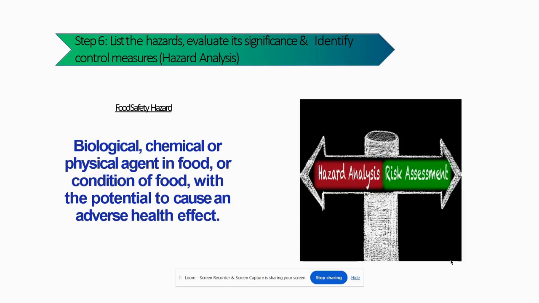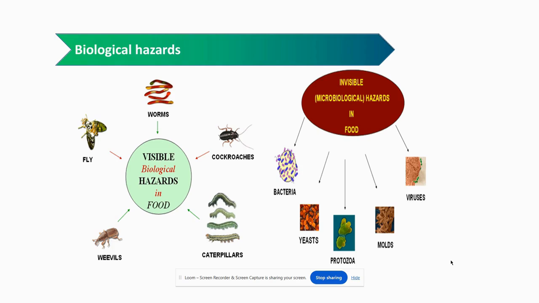First one is biological hazards. There are two categories of biological hazards: visible biological hazards and invisible biological hazards. The picture representation gives a very clear idea about visible biological hazards in food. It could be flies, worms, cockroaches, caterpillars, weevils, and other reptiles, and also the excreta of those reptiles. Invisible biological hazards in food are bacteria, yeast, protozoa, molds, or viruses.